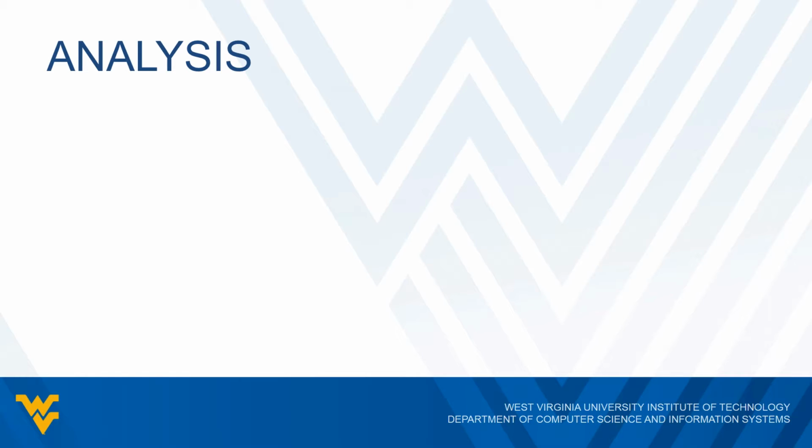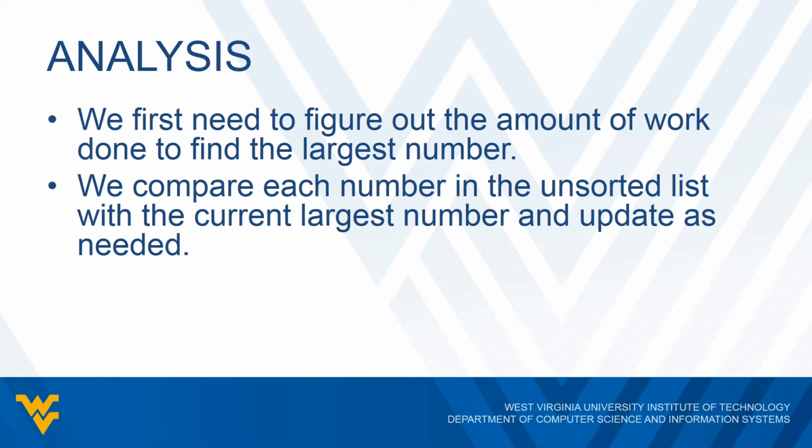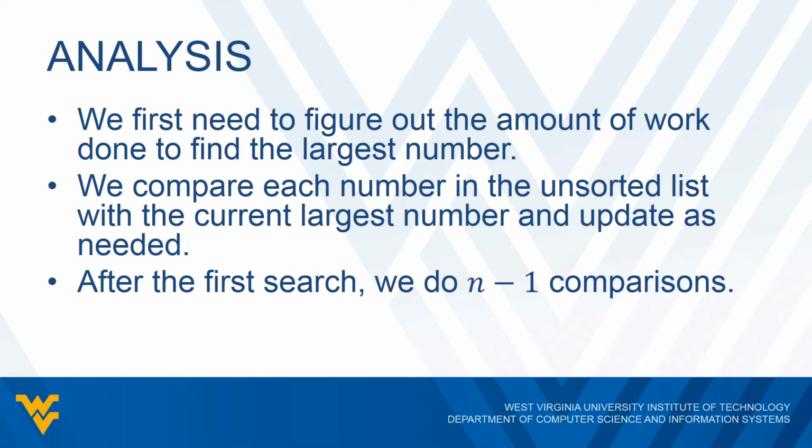Let's see if we can analyze this algorithm and just see how much work is going to be done. If we're going to do that, that means we need to figure out how much work is done to find the largest number. So what we do here is we're going to compare each number in the unsorted list with the current largest number and update it as we need to. So how many comparisons are we going to need? Well, after the first search, we're going to do n-1 comparisons.